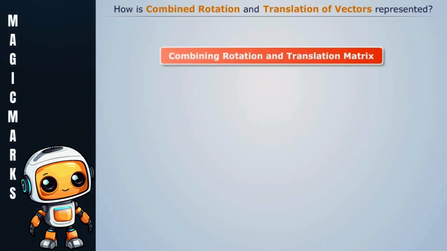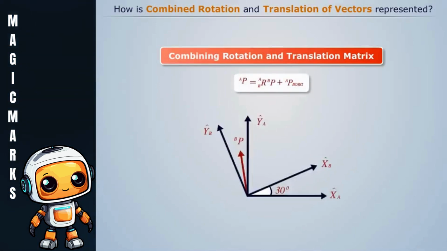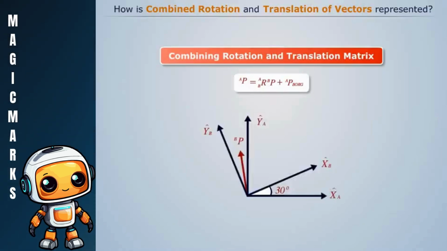Now let's combine the rotation and translation matrices. We get the vector P as follows. In this way, the rotation and translation matrices are combined to represent vectors.